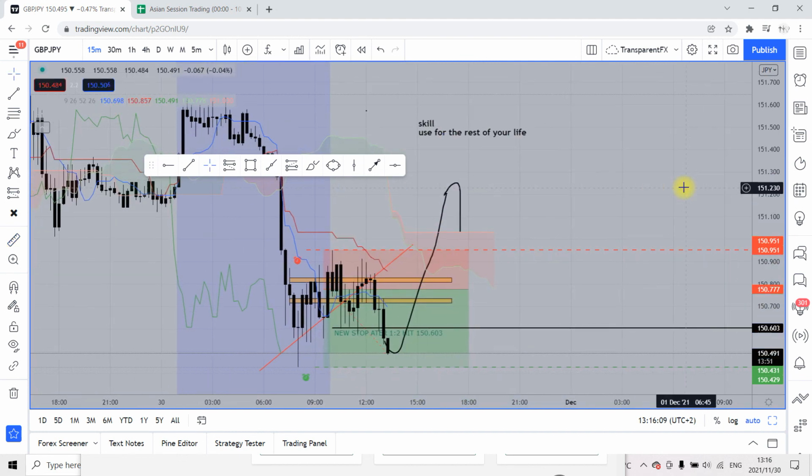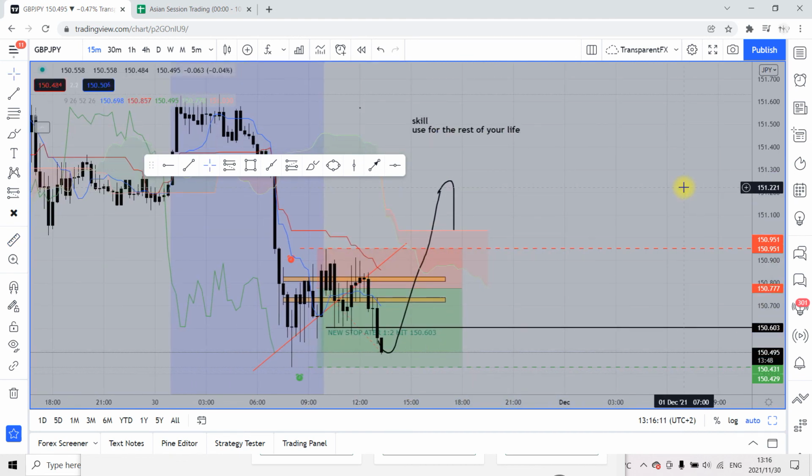But I just want to say, guys, backtest your strategy first of all. Make sure it's profitable, then forward test your strategy to make sure that it is something you can actually trade.